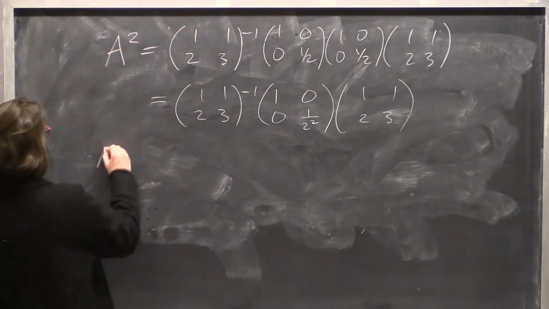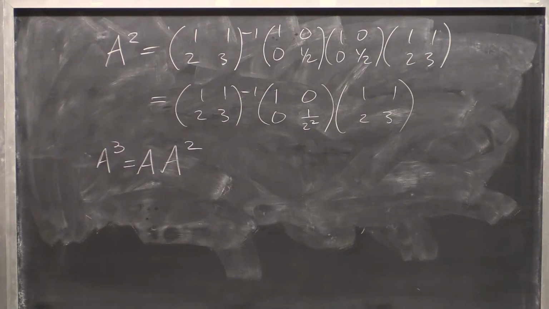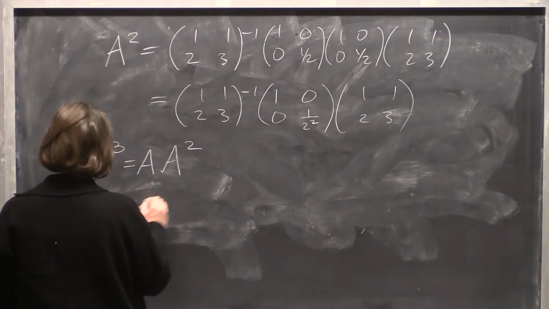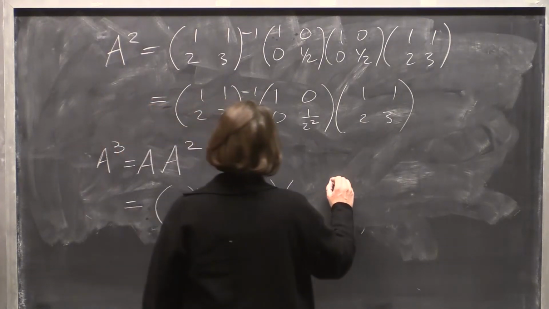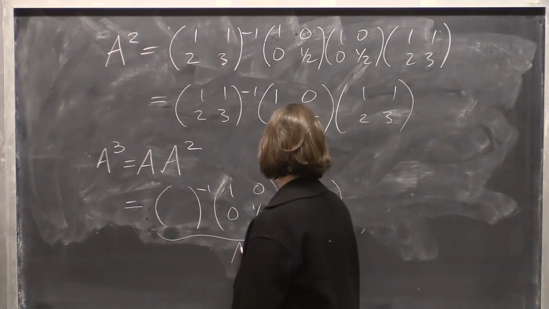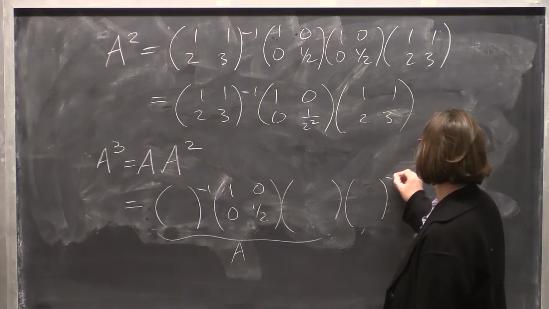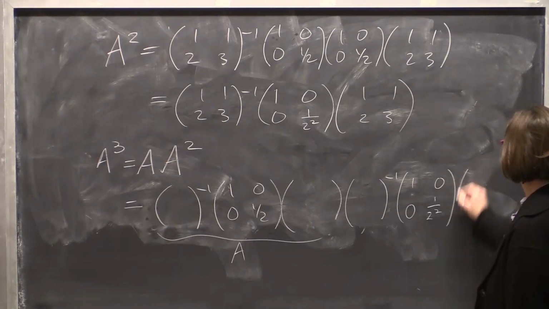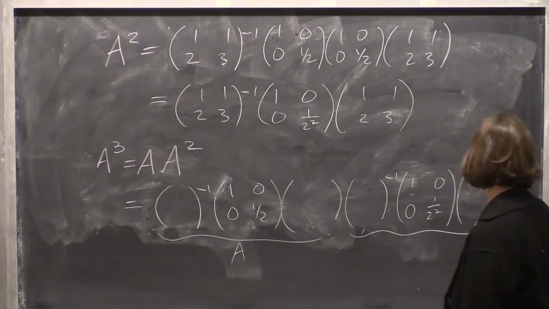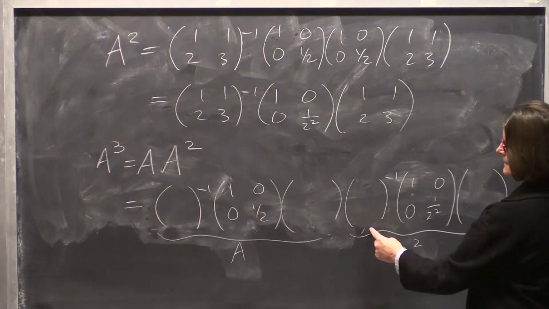Now, A cubed is going to be A times A squared. So A is that inverse matrix times the diagonal matrix times the original matrix. So that's the A. A squared, that was the inverse matrix, 1, 0, 0, 1 over 2 squared, times the original matrix. A squared. What is this matrix times that matrix? The identity.